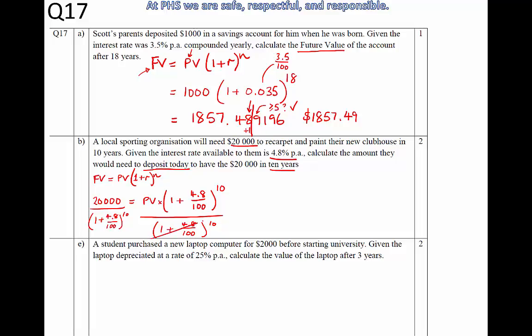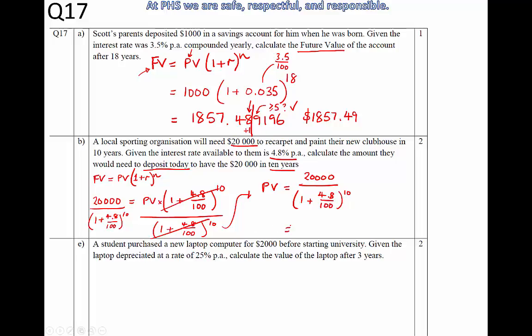All right, so these are going to cancel out. And what are we left with? Well, I'm just going to move the PV over to the left-hand side. PV equals 20,000 over 1 plus 4.8 on 100 to the power of 10.